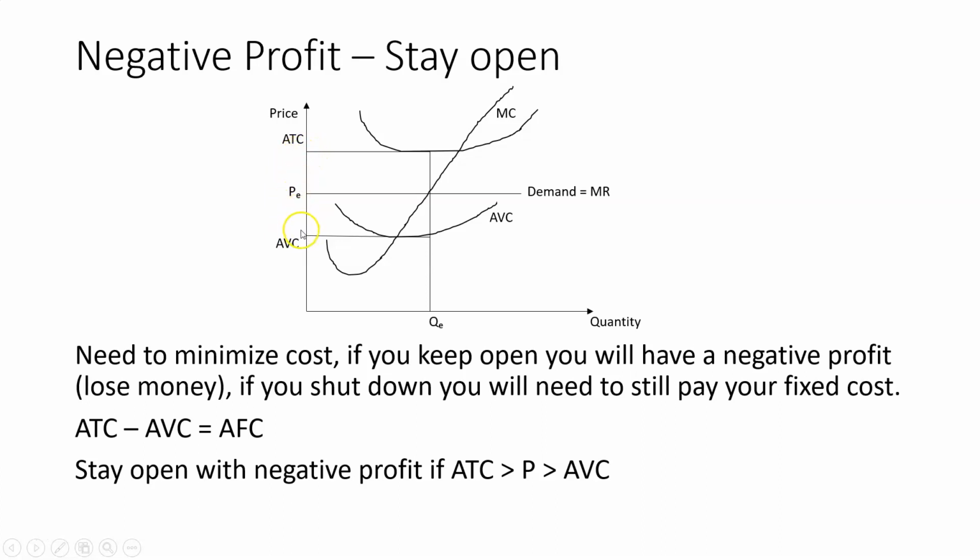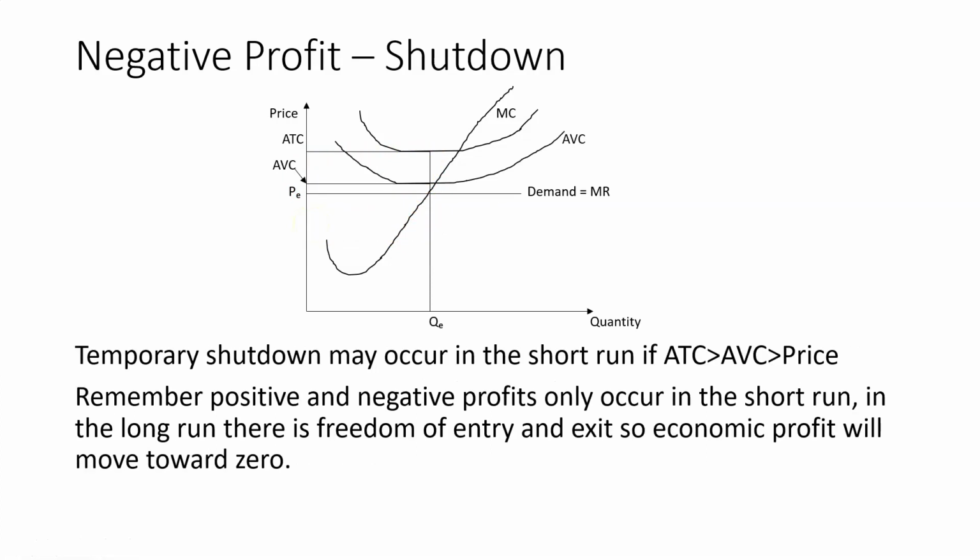We multiply this area times quantity, which would be the area of this rectangle here. That would be our fixed cost. So the last possibility, I guess easy to guess, would be where you have a negative profit and you shut down. So what we see is our negative profit here, right? This is our total revenue, price times quantity. Total cost is average total cost times quantity. So the difference between the two is this area here.